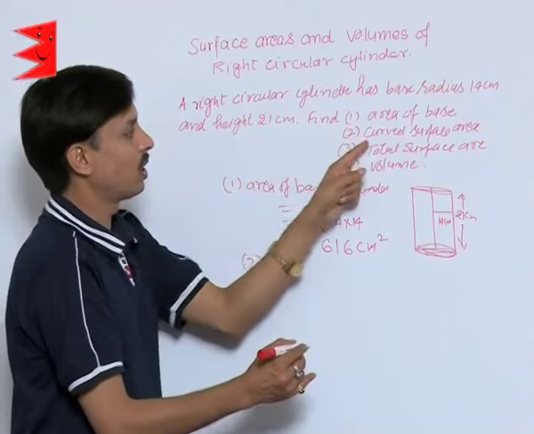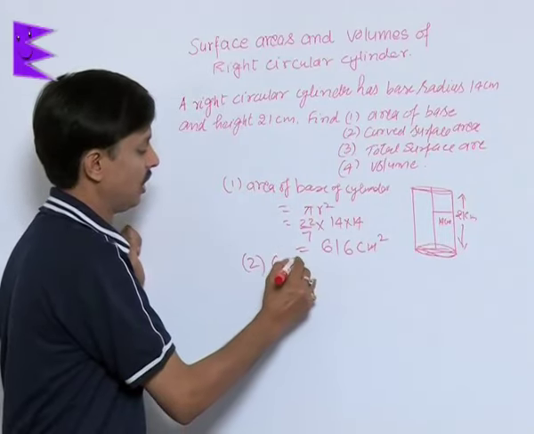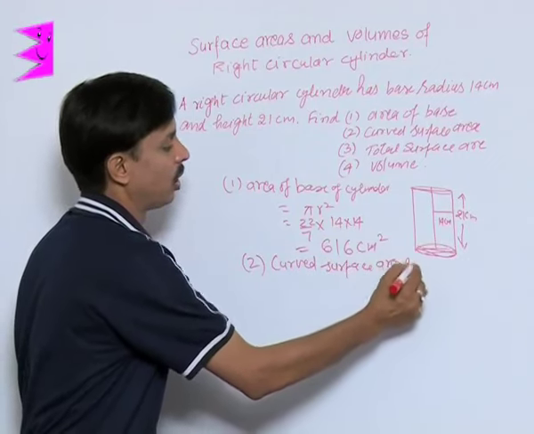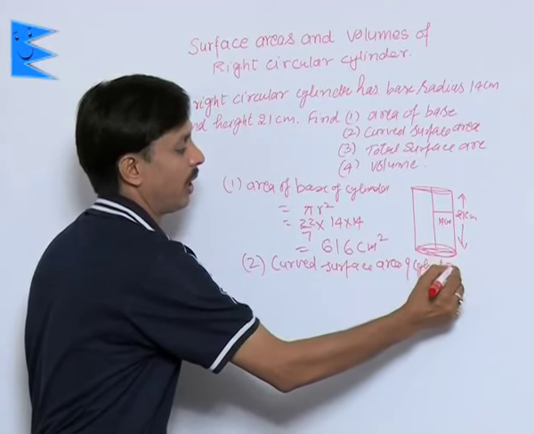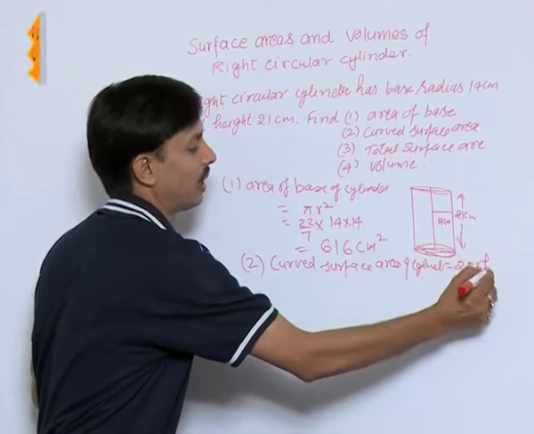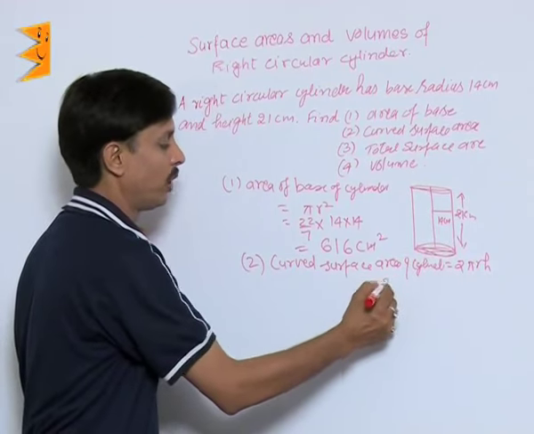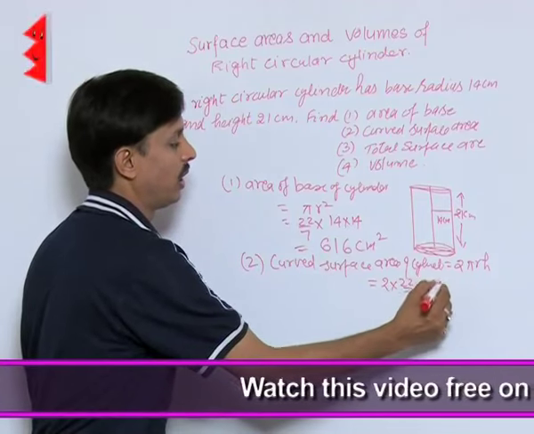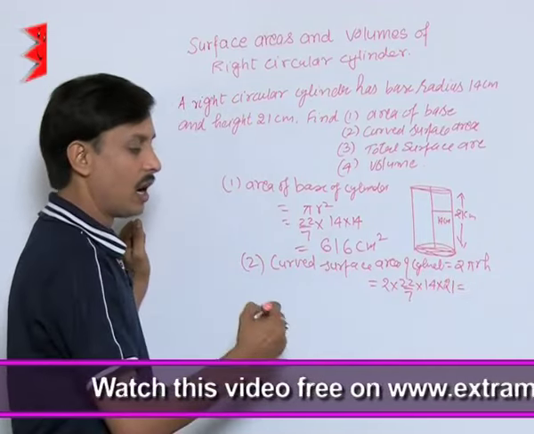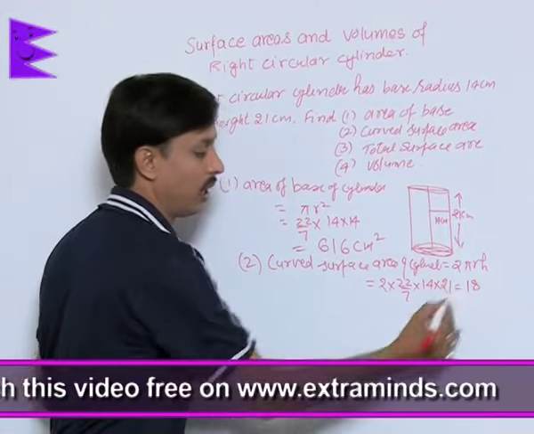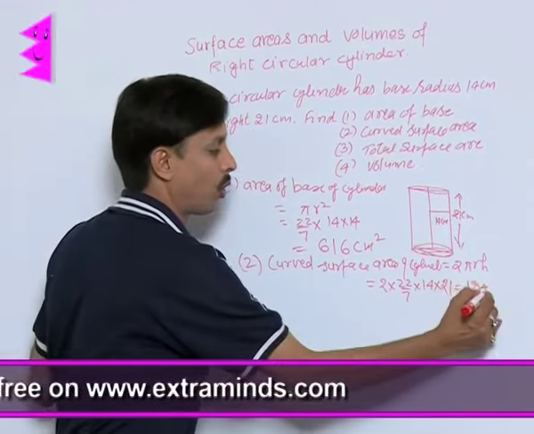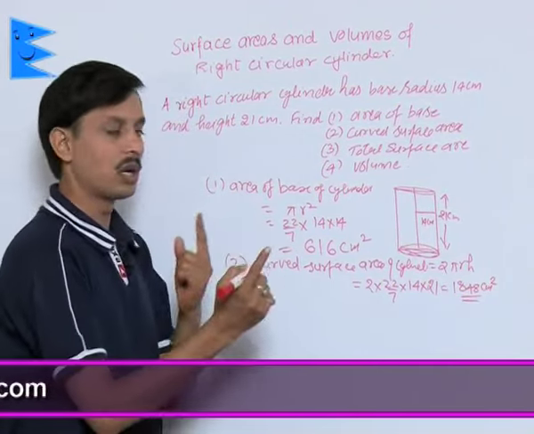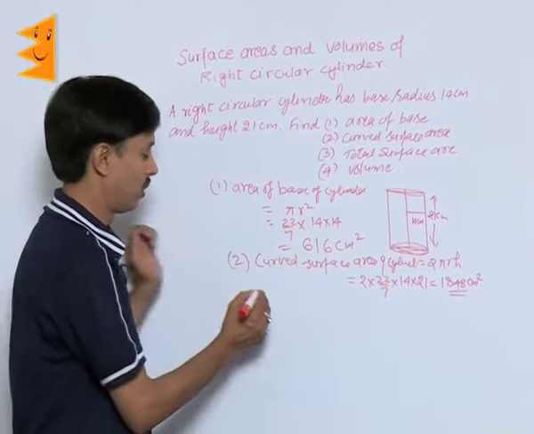Second, if I talk about the curved surface area of the cylinder, it is given by 2 pi r h, that is 2 into pi means 22 by 7, r means 14 and h means 21. After simplification, this is 1848 centimeter square. This is the area of the curved surface directly by using the formula.